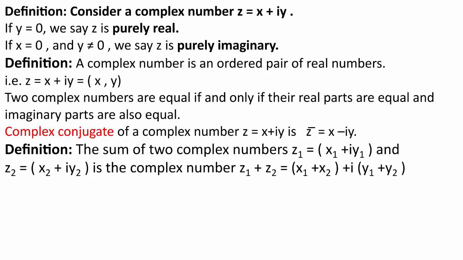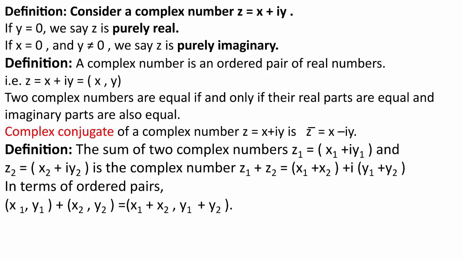Definition. The sum of two complex numbers z1 = x1 + iy1 and z2 = x2 + iy2 is the complex number z1 + z2, which is (x1 + x2) + i(y1 + y2). That means two complex numbers can be added by adding their real parts and adding their imaginary parts. In terms of ordered pairs, the sum is defined as (x1, y1) + (x2, y2) = (x1 + x2, y1 + y2).